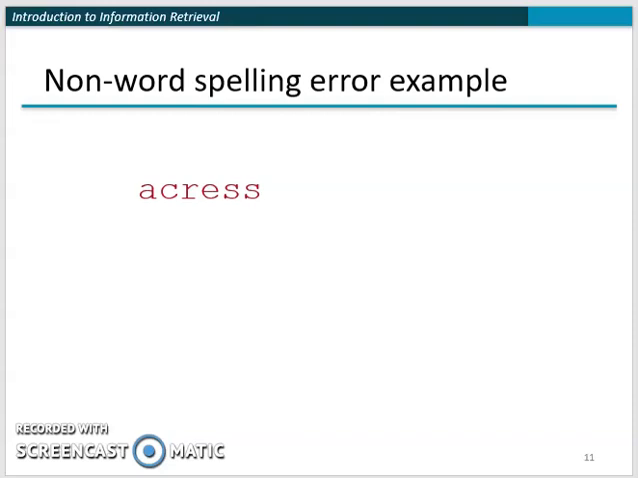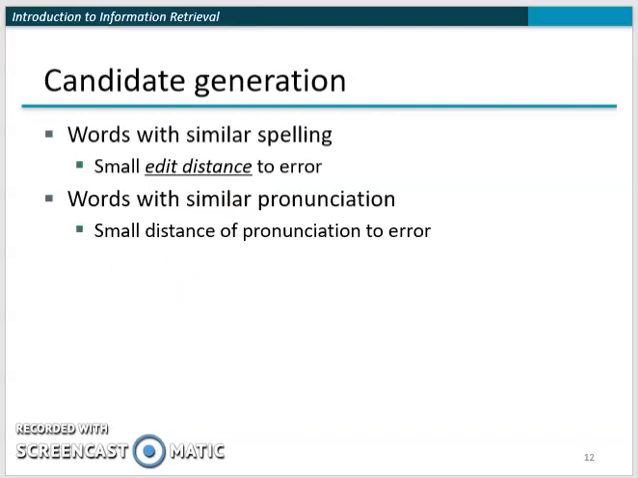Let's see how we can give corrections for a non-word spelling error. We have already detected this error by looking through the dictionary. We didn't find this word in the dictionary, so we say that it's an error word, a non-word spelling error. So now we need to correct the word. For that, first we need to generate candidates. So how can we generate candidates?